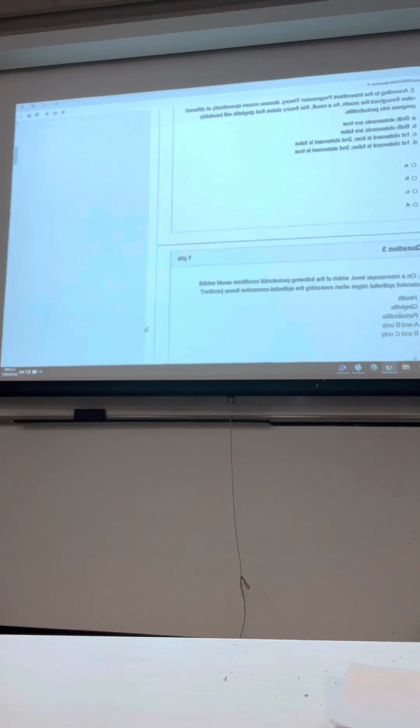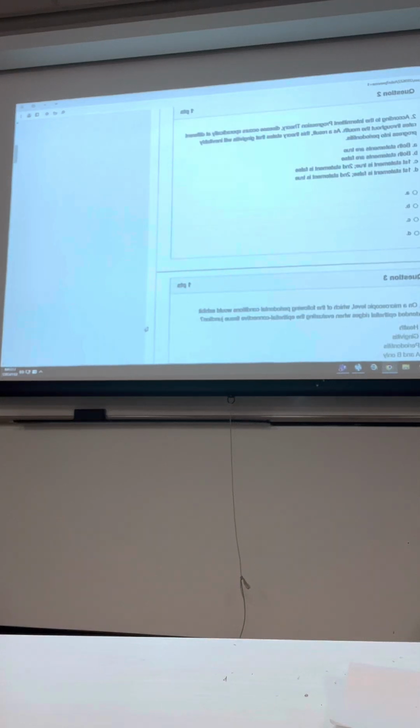Okay, question number 2. According to the intermittent progression theory, disease occurs sporadically at different rates throughout the mouth. As a result, this theory states that gingivitis will inevitably progress into periodontitis. False. So first part is true, second part is false.